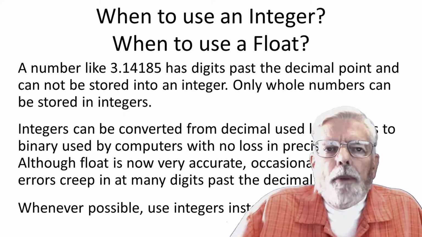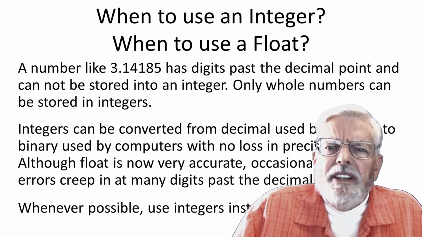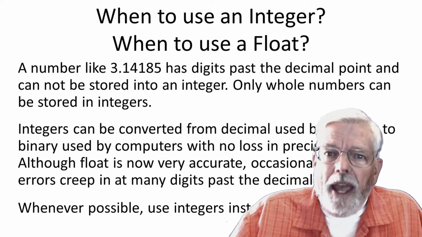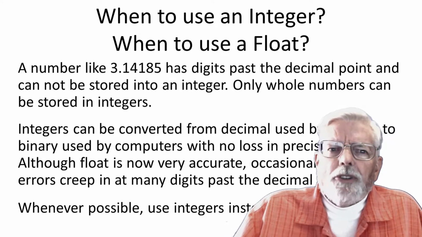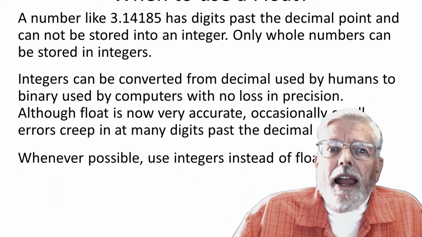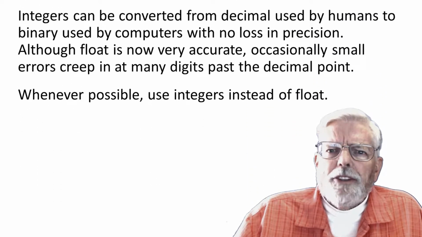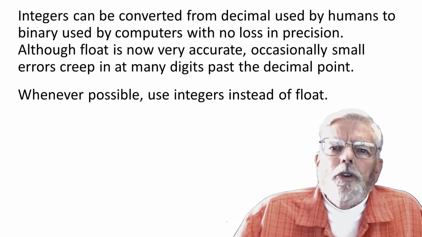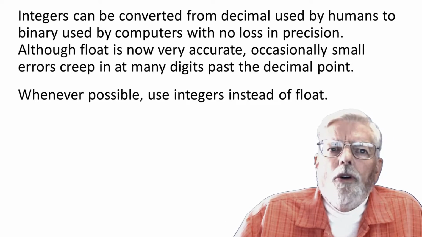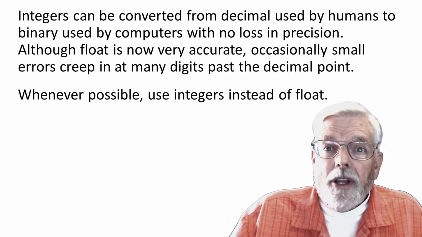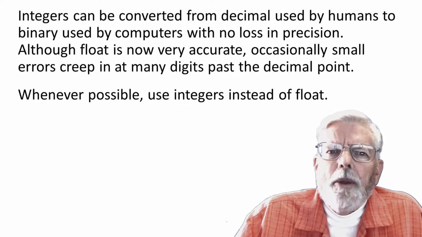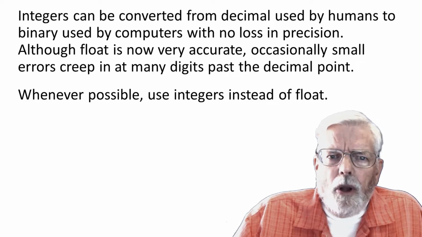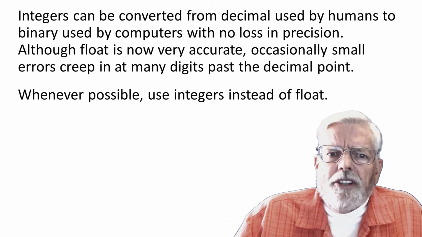A number like 3.14185 has digits past the decimal point and cannot be stored into an integer. Only whole numbers can be stored in integers. Integers can be converted from decimal used by humans to binary used by computers with no loss in precision. Although float is now very accurate, occasionally small errors creep in at many digits past the decimal point. Whenever possible, use integers instead of float.